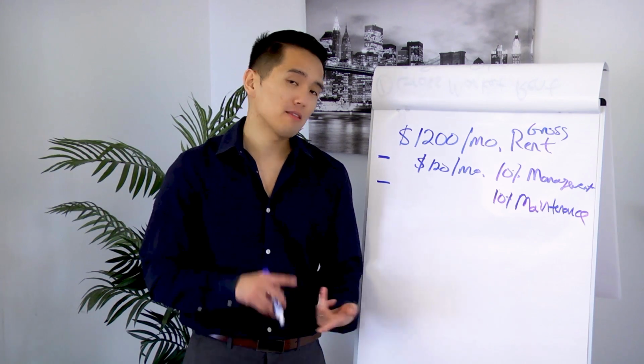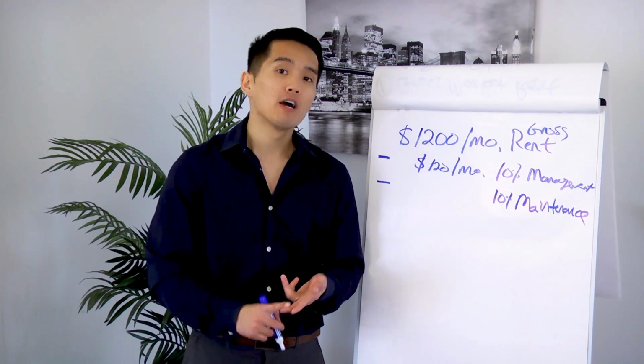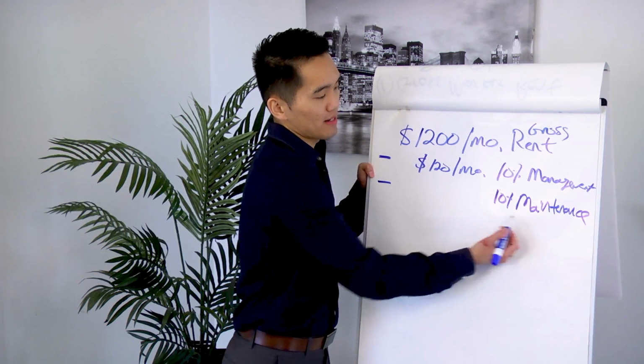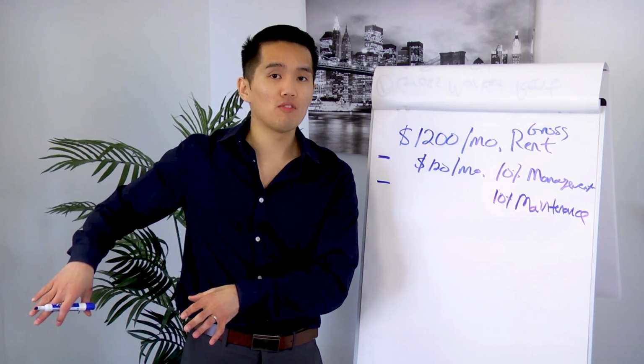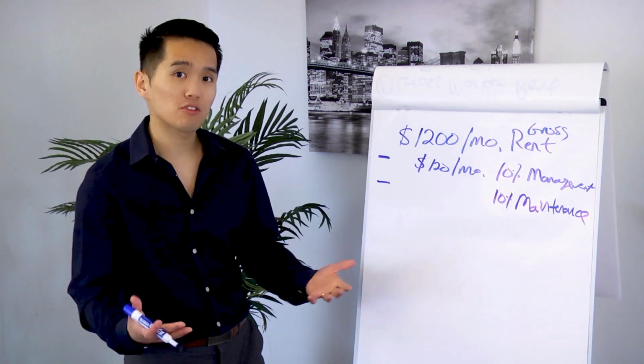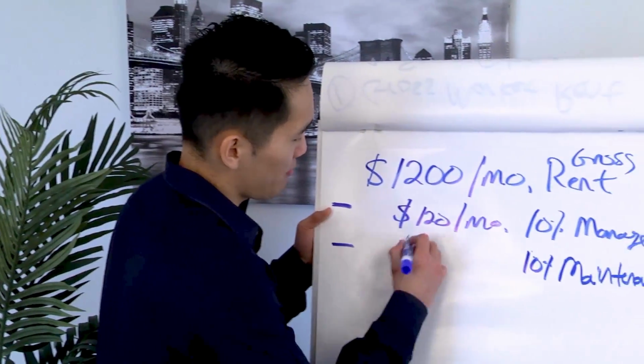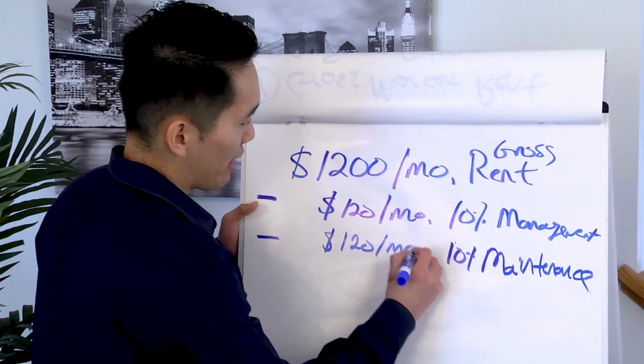You may have a furnace break that goes down. You may have to replace the roof. You may have to replace the water heater. So I like to sock away 10% maintenance in a separate reserve account in case those disasters happen or certain items need to be repaired. So it's another $120 a month that we're putting away, okay?